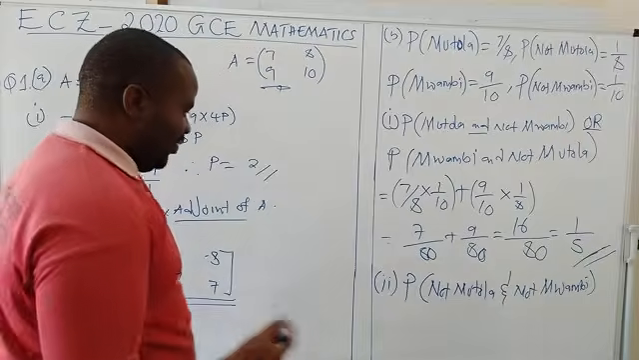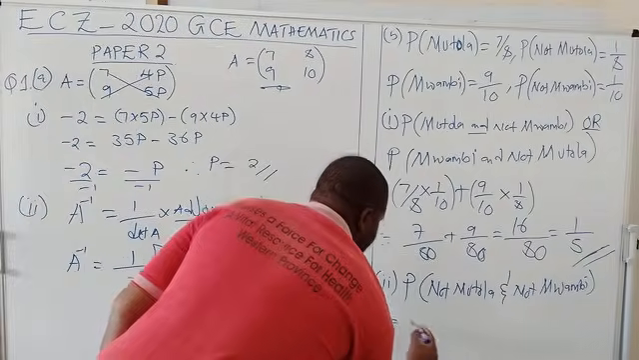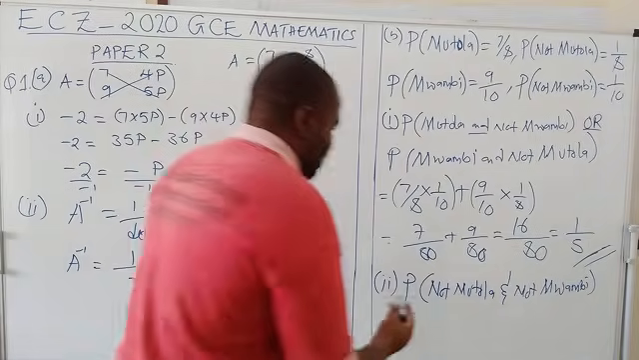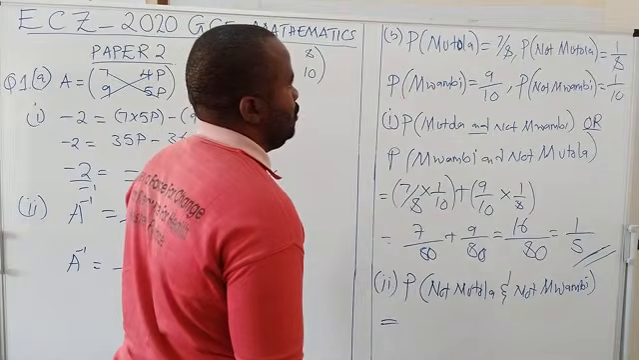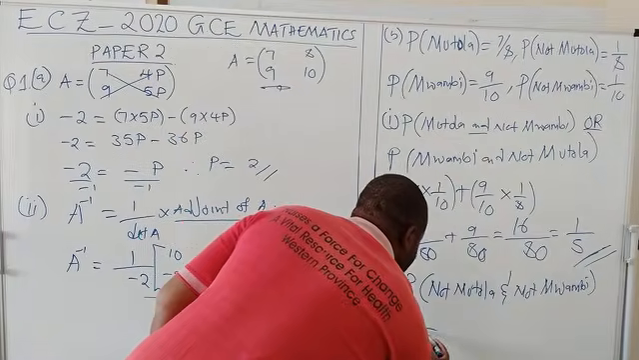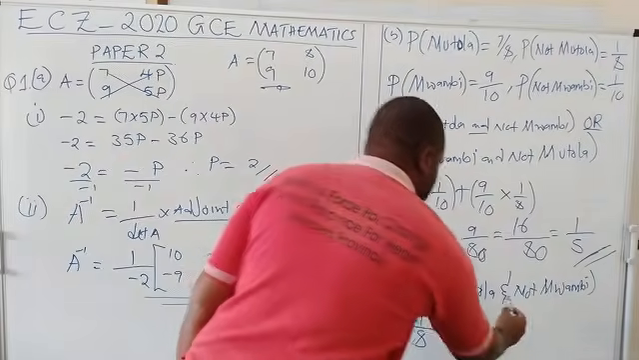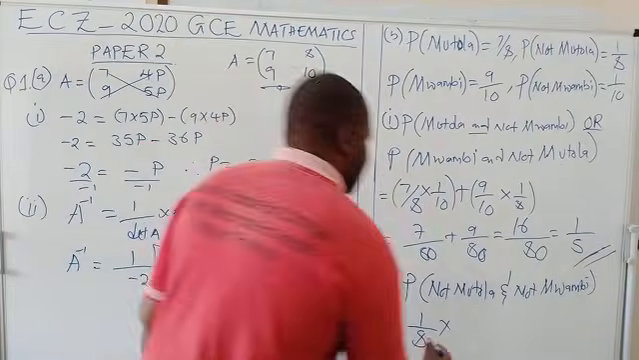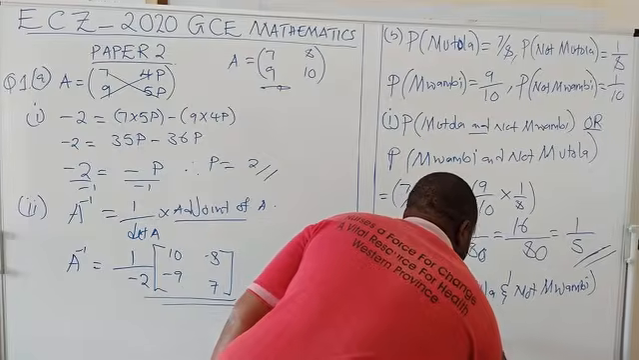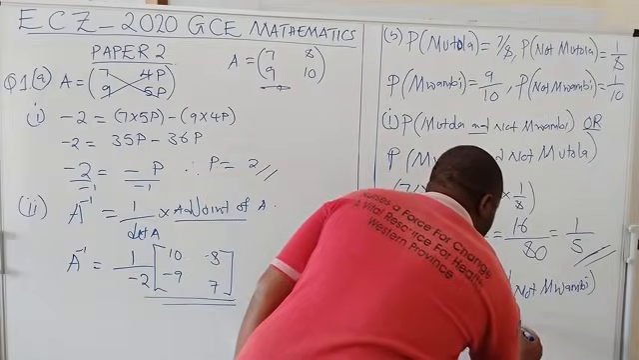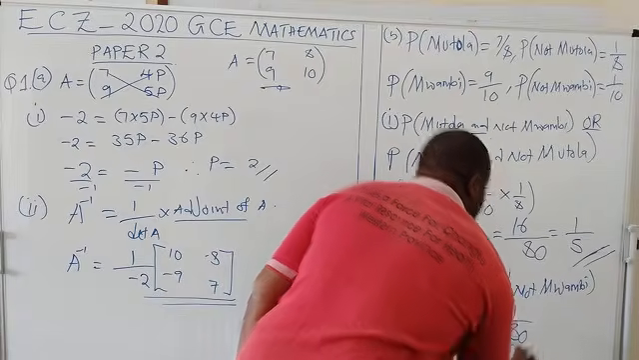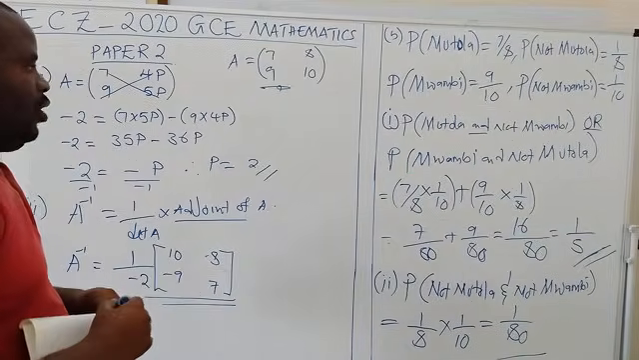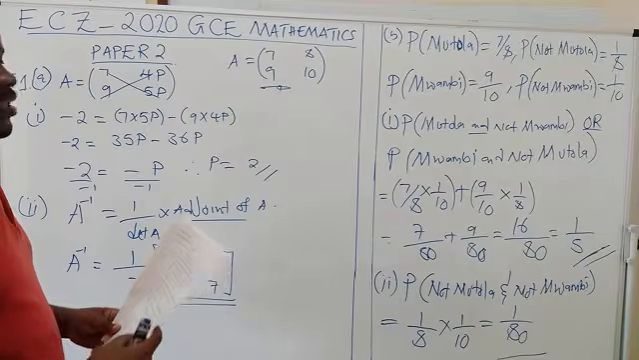Okay? Alright, so we are going to say, what's the probability of not selecting Mutola? Not Mutola is 1 over 8. Alright? And so we say times. What's the probability of not selecting Mwambi? Not Mwambi is 1 over 10. Alright? So when you multiply here, you've got 1 over, here you've got what? 80. So these are the two probabilities. And we are done with the question 1.